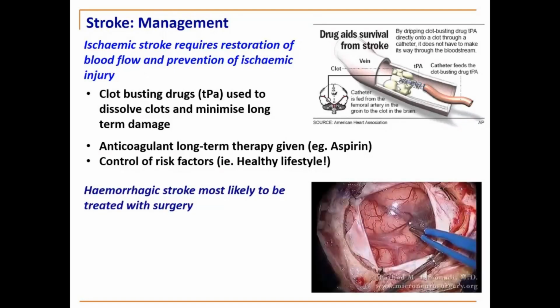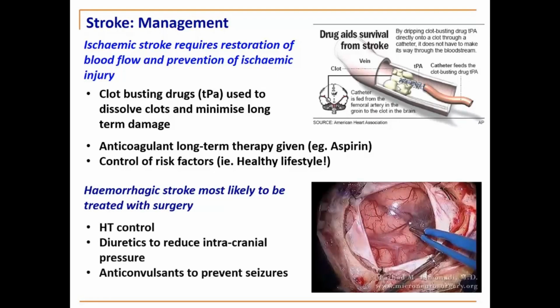And hemorrhagic stroke is most likely to be treated with surgery. Remember, this way you're getting bleeding onto the brain. So you need hypertension control, you need diuretics to reduce that intracranial pressure. And of course, they'll use anticonvulsants often to prevent seizures.